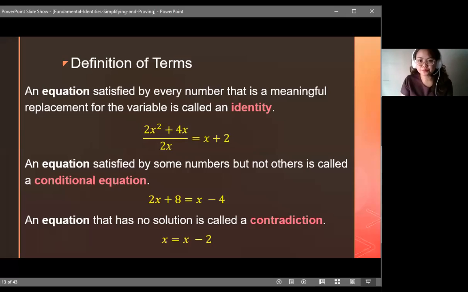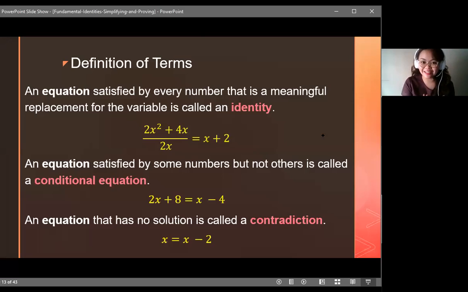First equation is called an identity. And this is what we would focus on for this week. An identity is an equation satisfied by every number. So when you have an identity type of equation, kahit anong number ang isubstitute mo dyan, the equation will always and always be true. It's called an identity equation. That's what you have to remember. Identity, it will always be true. All numbers will satisfy the equation.